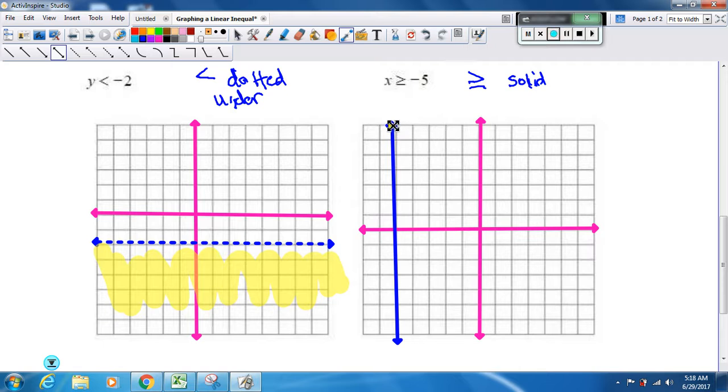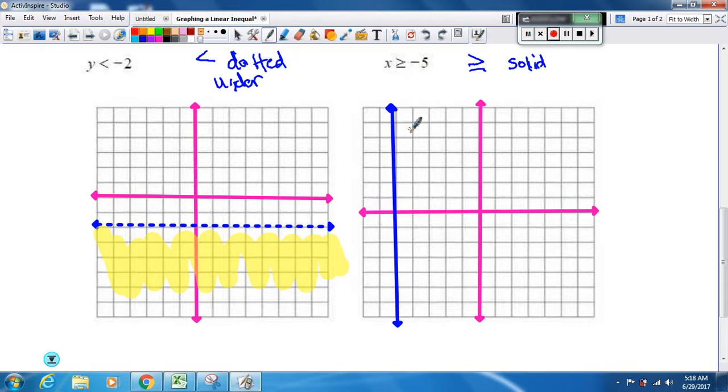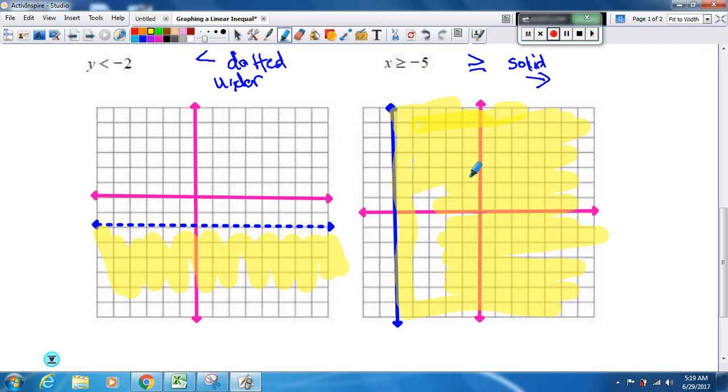I don't know if it'll let me grab that one or not. Okay, I was trying to fix it and make it straight, but it won't let me. Okay, because it's straight up and down and it's greater than, the arrow tells you where to color. So we're going to color to that side of it. So basically just everything over here. Just enough so I know which direction you're going.